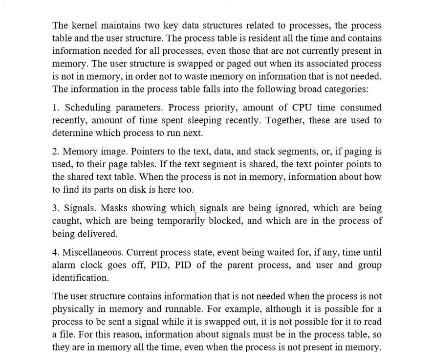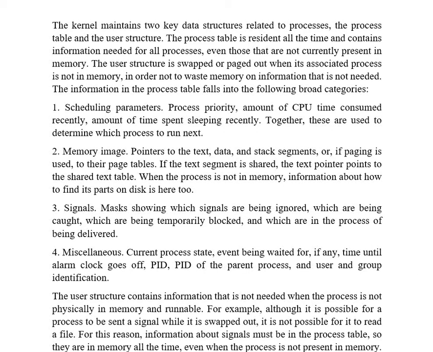Next come the signals, masks showing which signals are being ignored, which are being caught, which are being temporarily blocked, and which are in the process of being delivered. Next comes the miscellaneous: current process state, event being waited for, if any, time until alarm goes off, PID of the parent process, and user and group identification.